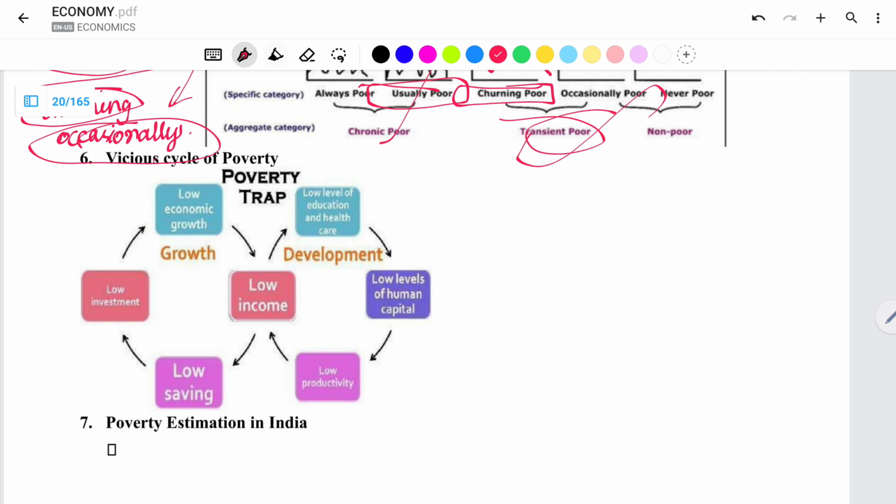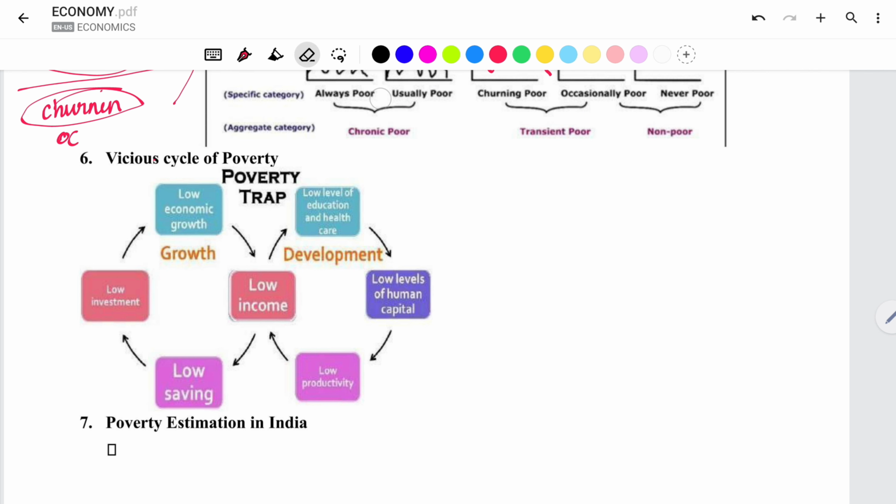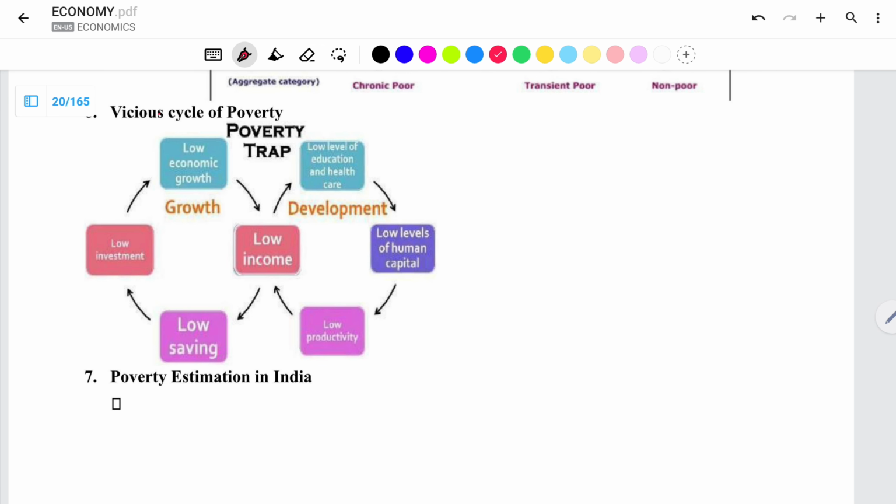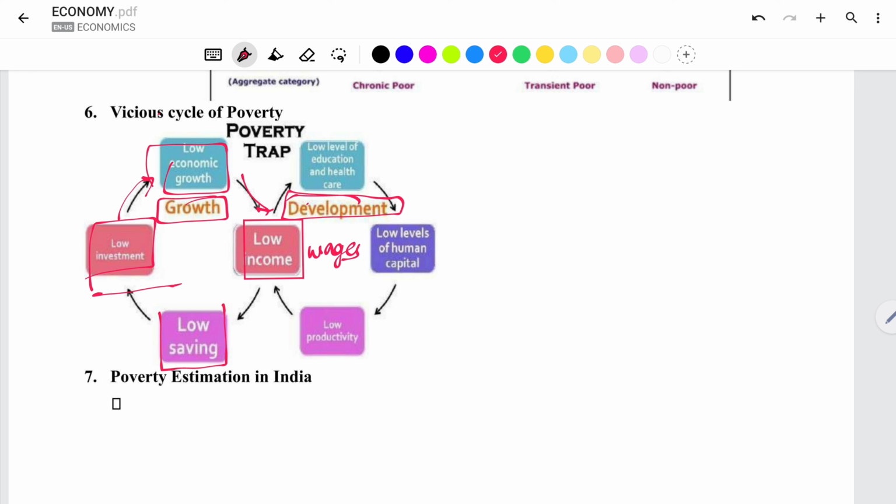Vicious cycle of poverty. When we look into the vicious cycle of poverty, between development and growth, when they have low investment, low economic growth, therefore they give low income through low wages. Low income means low wages are being provided, right? And because of this there are also low savings. So how is this a cycle? First we have low investment. The investment level is low. Then we have low economic growth.